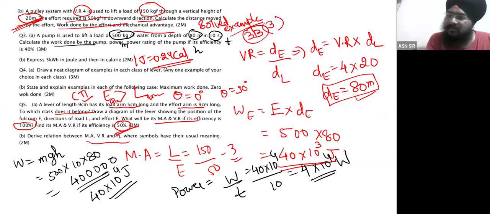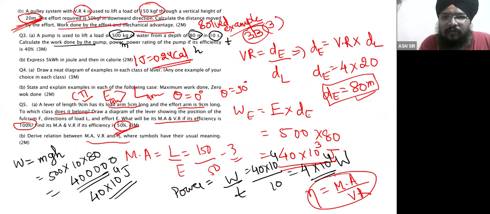And lastly, you need to derive an expression for mechanical advantage, velocity ratio, and efficiency, where symbols have the usual meaning. So you need to just derive that efficiency is mechanical advantage upon velocity ratio. The derivation will have 2 marks. So I guess this was the last question. If anyone has specific doubts, they can ask.